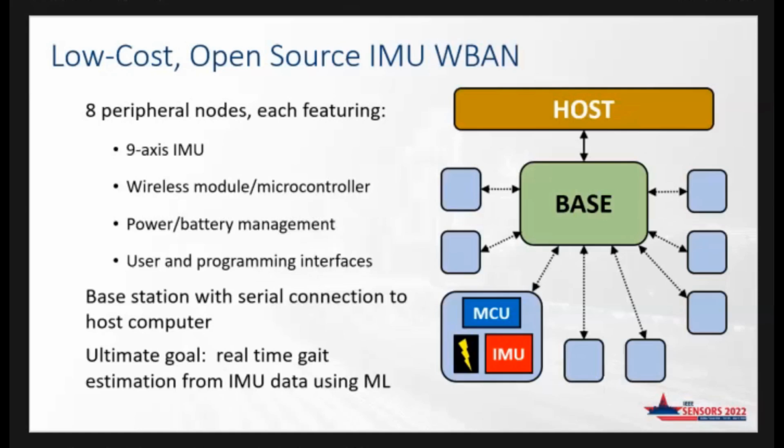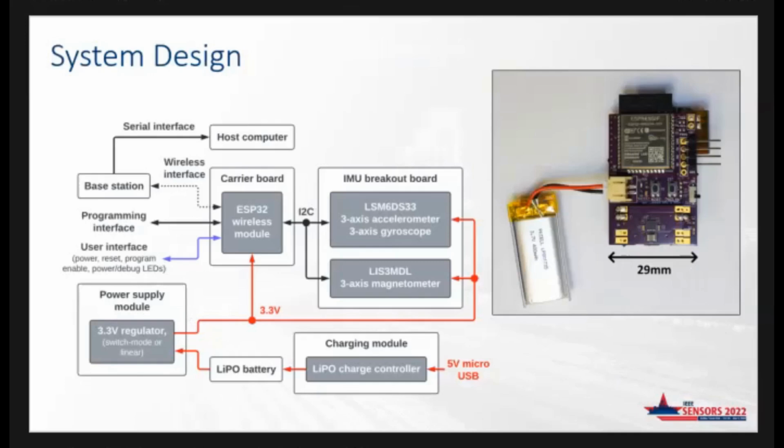This base station is interfaced with a host computer that actually does the data processing and storage. And each of these peripherals is a self-contained 9-axis IMU sensor, which allows rapid collection of gait data from the user. So in order to allow for this self-contained operation, each peripheral is equipped with rechargeable batteries, subsystems for battery charge management and power management, an ESP32-based wireless microcontroller module, which functions both as the microcontroller running the system and the IMUs, and also as the access point for the mesh network.